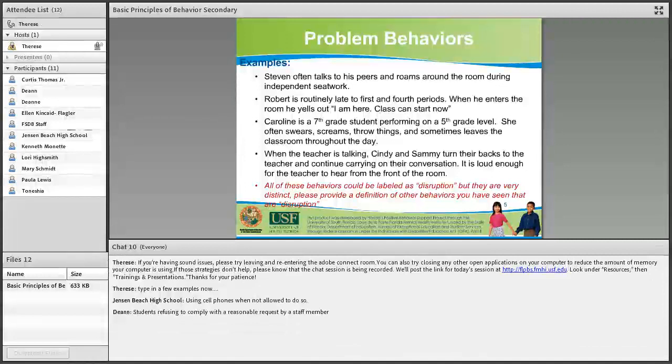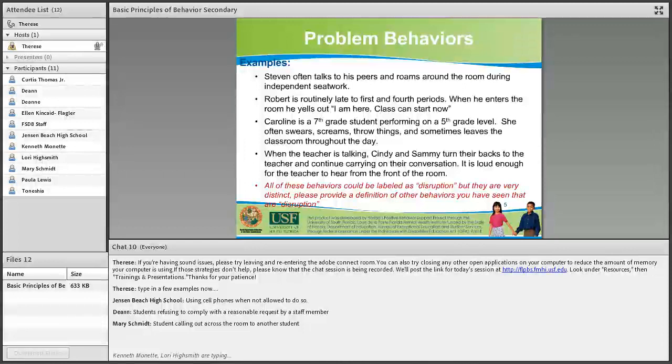So Deanne, my question would be, could a dead man refuse to comply with a request? And chances are a dead man could. He could just continue sitting there. I would want to know, what are those students doing upon a request by a staff member? If you could describe what they're doing, then that would help me better understand what kinds of behaviors they're engaging in.